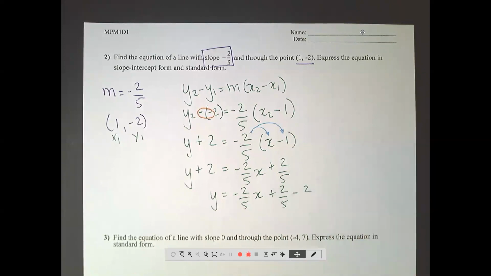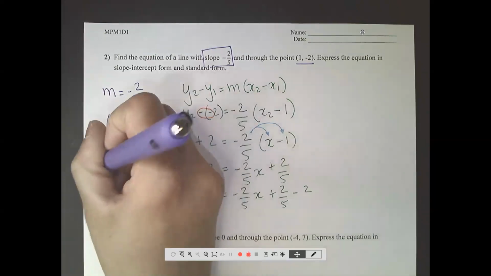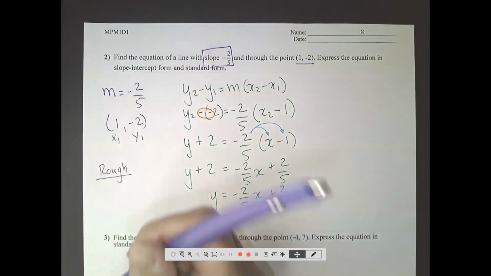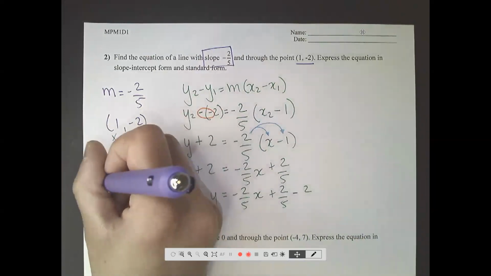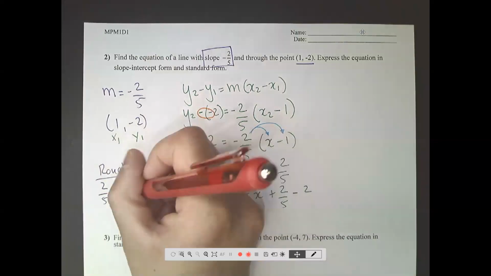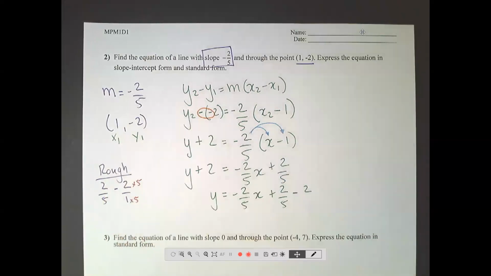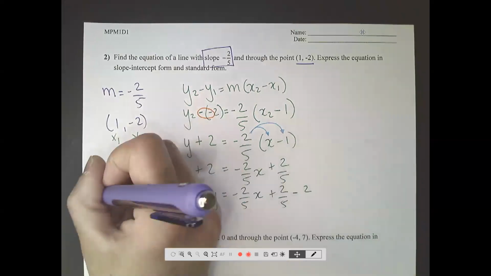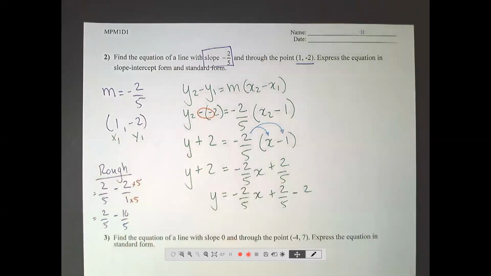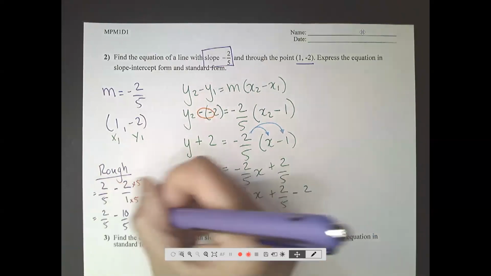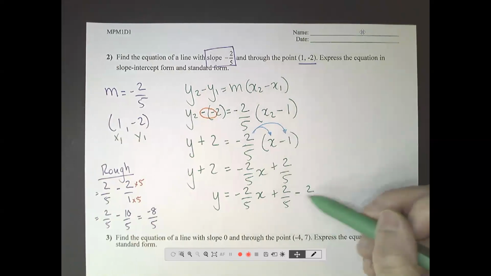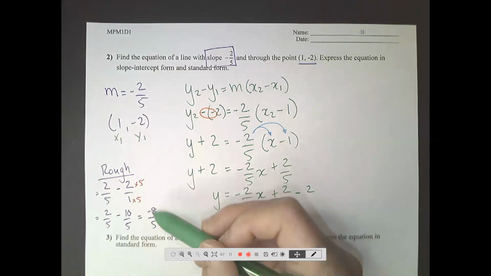And to do that, just because I'm running out of room, I'm going to go over here to my rough area, and I'm going to figure out what positive 2 over 5 minus 2 is. So let's go ahead and try that. Positive 2 over 5 minus 2 over 1. I know that these are fractions that I need a common denominator for, so I'm going to go ahead and multiply both the top and the bottom by 5. And I will get 2 over 5 minus 10 over 5, which simplifies to negative 8 over 5. So this fraction over here, minus 2, gives me negative 8 over 5.